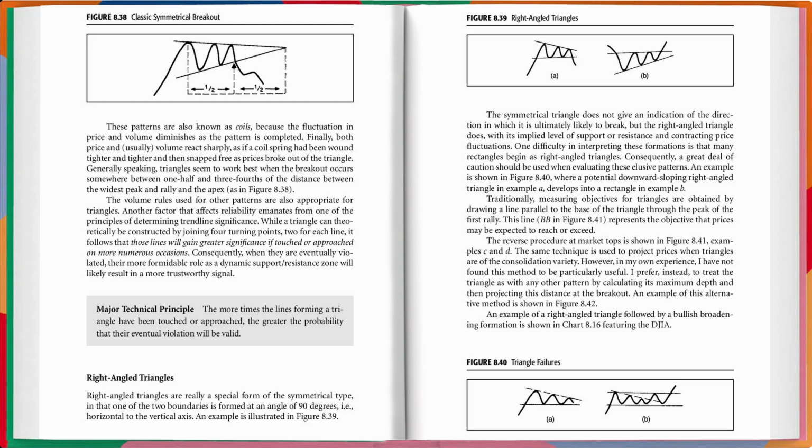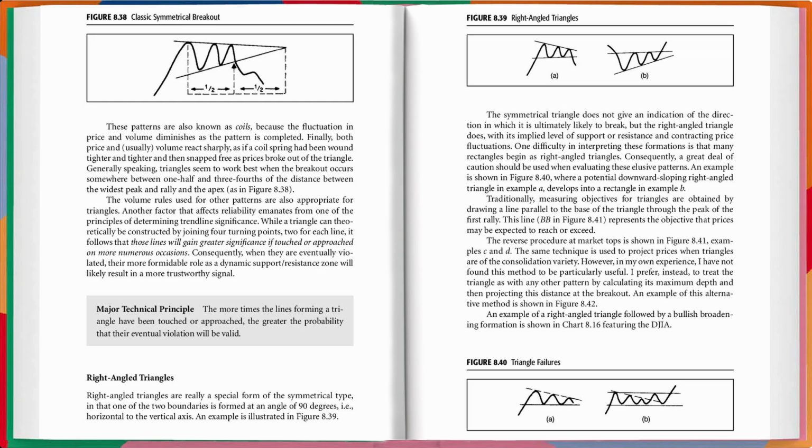Finally, both price and usually volume react sharply, as if a coil spring had been wound tighter and tighter and then snapped free as prices broke out of the triangle. Generally speaking, triangles seem to work best when the breakout occurs somewhere between 1/2 and 3/4 of the distance between the widest peak and rally and the apex, as in Figure 8.38. The volume rules used for other patterns are also appropriate for triangles.